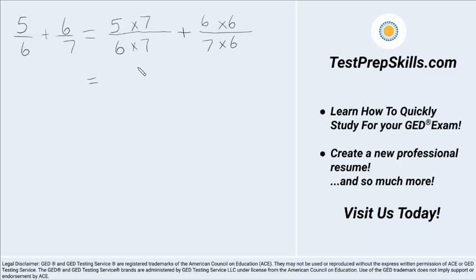So let's go ahead and simplify these. We have 5 times 7. That gives us 35. And that's going to be over our denominator, which is 6 times 7, which is 42. I'm going to add that to our second fraction, which is 6 times 6 in the numerator, which is 36, and 7 times 6, which is 42, in the denominator. Now let's look. We have the same denominator, 42. So it's perfect. That means that we were able to find a common denominator.